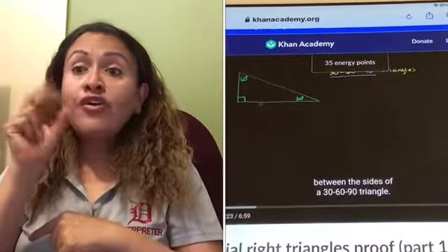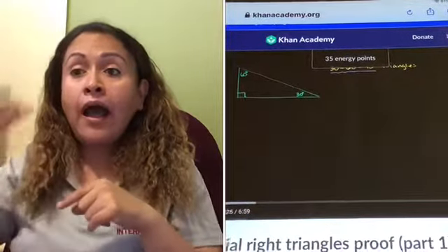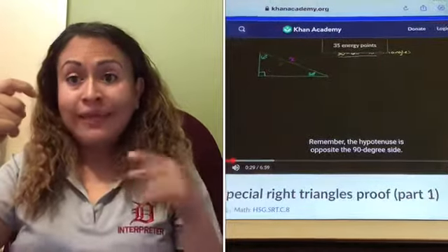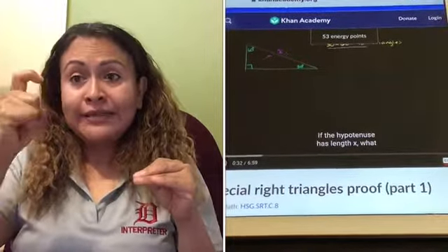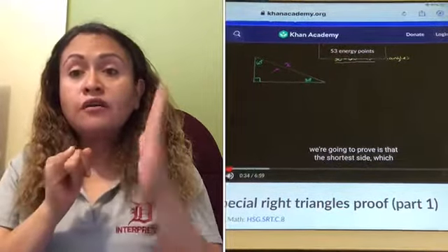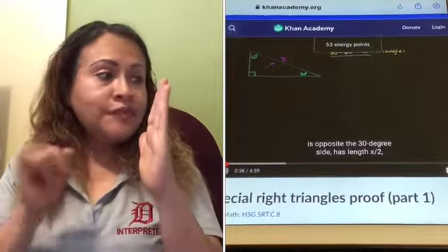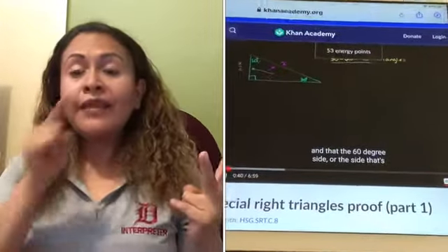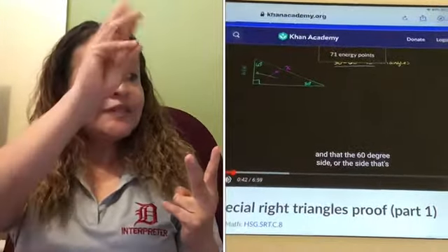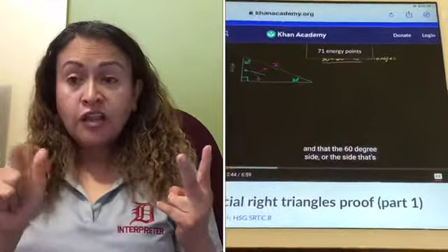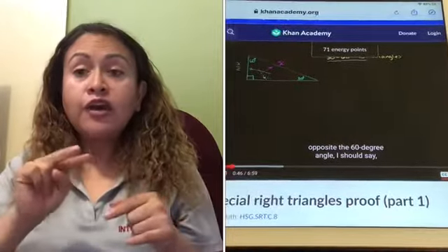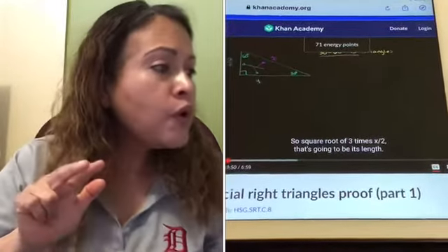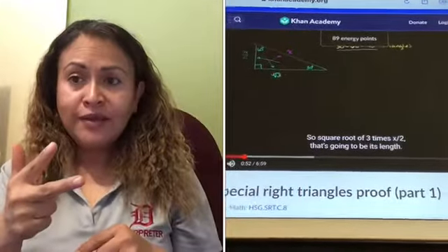That if the hypotenuse has length x, so remember, the hypotenuse is opposite the 90-degree side, what we're going to prove is that the shortest side, which is opposite the 30-degree side, has length x over 2, and that the 60-degree side, or the side that's opposite the 60-degree angle, I should say, is going to be square root of 3 times the shortest side. So square root of 3 times x over 2. That's going to be its length. So that's what we're going to prove in this video.